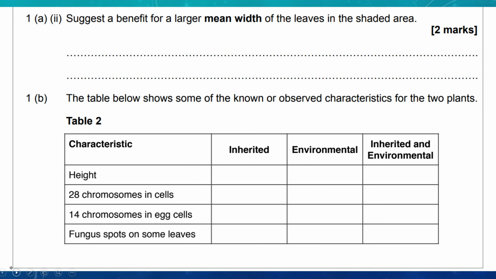Second part of the question, suggest a benefit for a larger mean width of leaves in the shaded area. So why might it be an advantage for a leaf to have a bigger surface area, particularly if it's growing in a shaded area? 2 marks. The table below shows some of the known observed characteristics for the 2 plants, and you've got to decide whether these features are caused by inherited, environmental, or a combination of both inherited and environmental. So pause the video, answer those questions for me, and we will be going over the answers at the end of this.